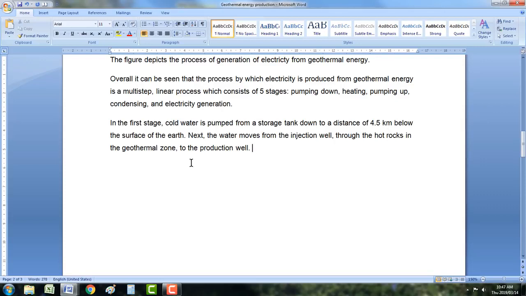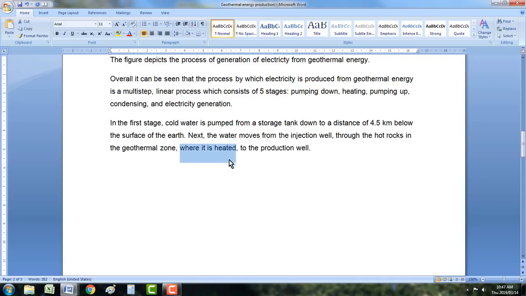So I'm going to change this. This is just a simple one. Next, the water moves from the introduction well through the hot rocks in the geothermal zone to the production well. But here's a very important thing that I want to show you with process: you're going to use this relative pronoun where it is heated, comma. Usually our relative pronouns that we use are which and sometimes who. But often in process, you're going to use the where relative pronoun because it's a place.